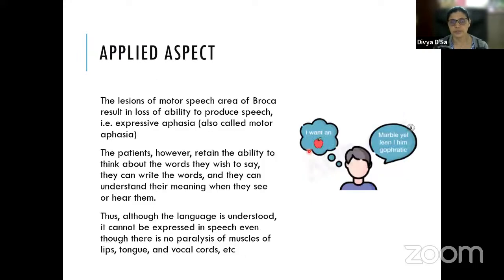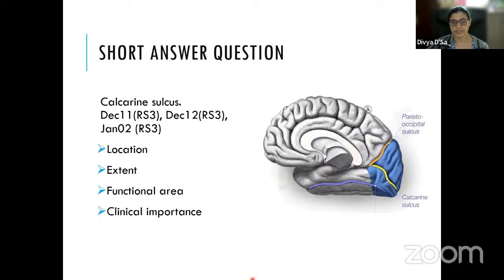Lesions of the motor speech area result in loss of the ability to produce speech, that is expressive aphasia, also called motor aphasia. The patient retains the ability to think about the words. He can understand what he wants to say, but is not able to write the words. They can understand when they see or hear them. The language is understood, but it cannot be expressed in speech, even though there is no paralysis.